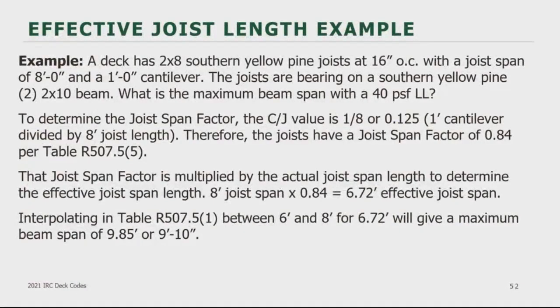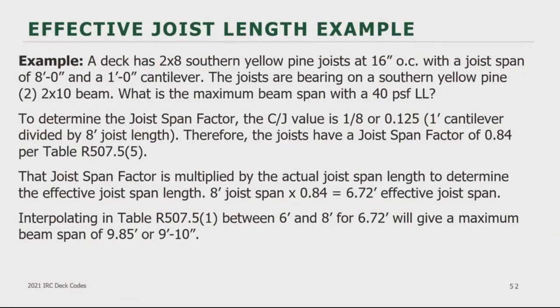To determine the joist span factor, the C over J value is 1 over 8 or 0.125, a 1 foot cantilever divided by the 8 foot joist length. Therefore, you have a joist span factor of 0.84 according to table R507.5, parent 5. That joist span factor is multiplied by the actual joist span length to determine the effective joist span length. 8 foot joist span times 0.84 will give you 6.72 feet for an effective joist span length.